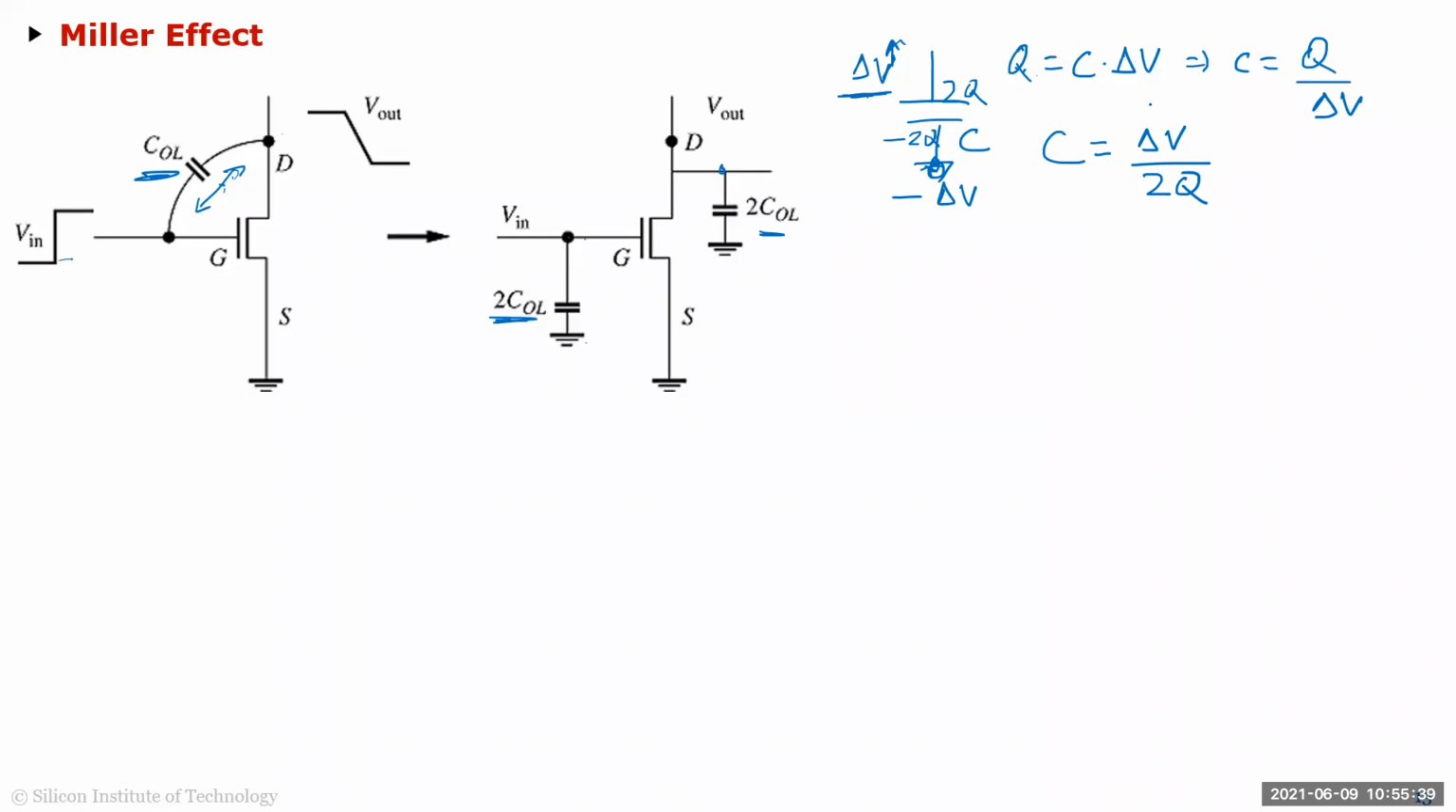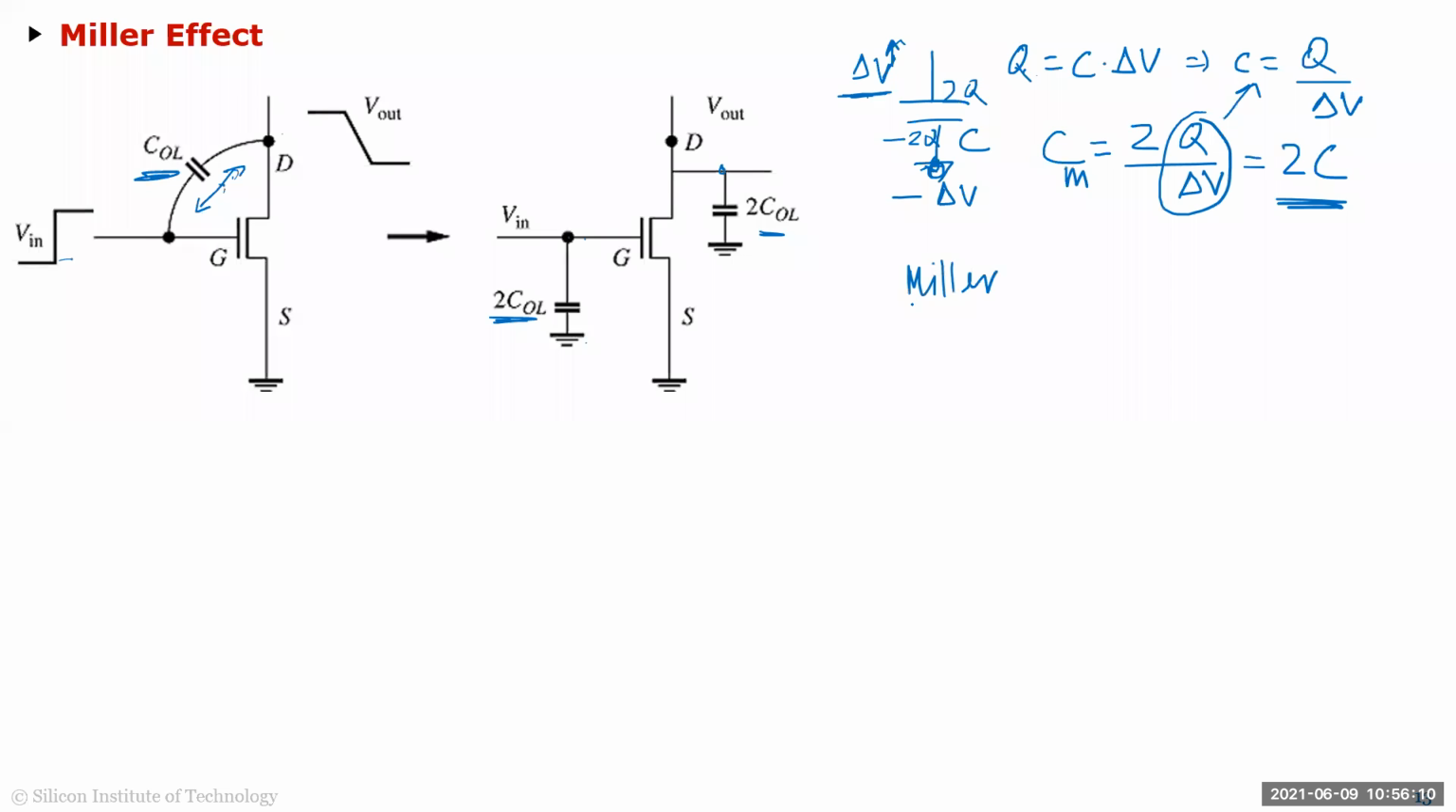And if I equate this with the previous cap, so let's say this is my new cap, C dash, or let's call it C Miller, CM. Then if I equate it with the previous cap, sorry, this is 2Q by delta V. So if I equate it with my previous cap, this was originally my C. You can see here, so I can write this as 2C. Okay, so that's what's called the Miller effect.